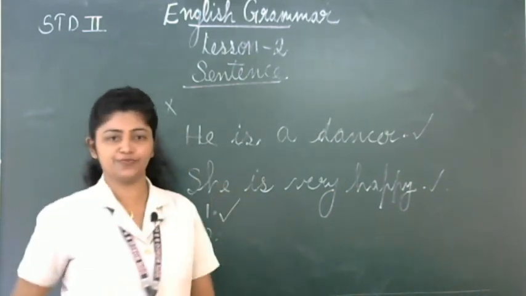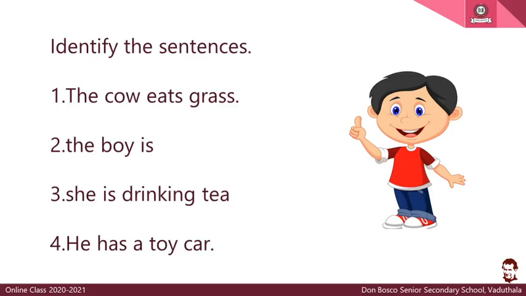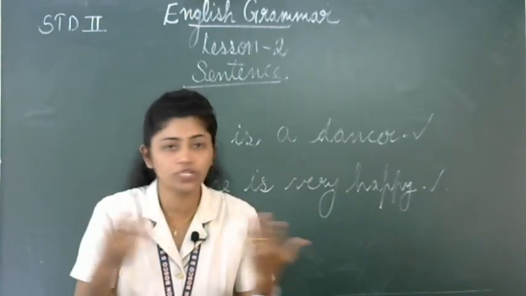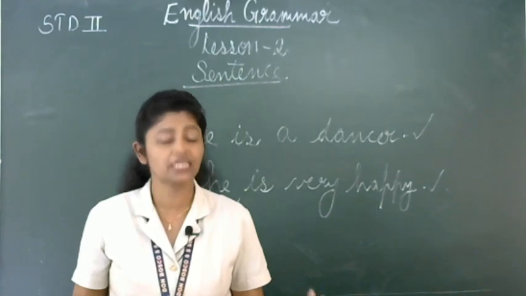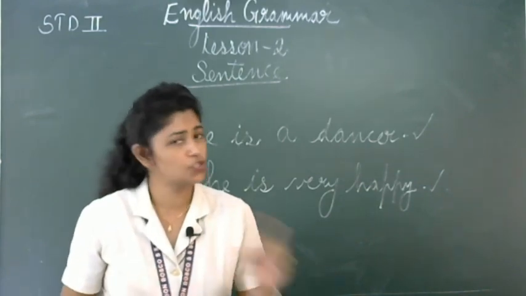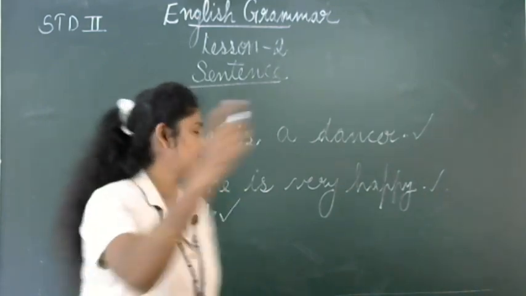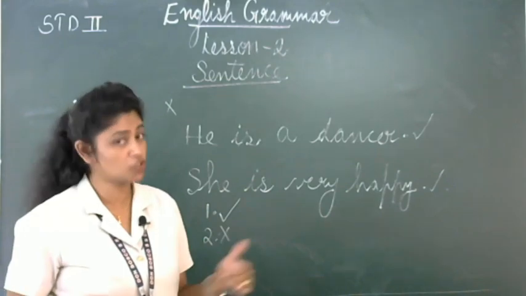Alright, now the second one. Number 2: the boy is. Finish. The boy is. Simply a group of words. It did not convey any sense. We did not understand. It looks incomplete. So it is not a sentence. So what do we have to do there? We have to put the cut mark, cross mark like this. It is not a sentence.